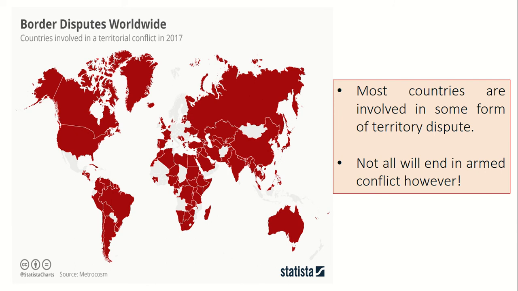Britain is involved in that. We're having issues with Spain over the Isles of Gibraltar. America, Canada, most of Africa, most of Asia, Australia, Latin America. All these countries are having disputes. Now, the key here is not all of this will end in armed conflict. Britain and Spain, for example, have not ended up in armed conflict over territorial disputes. And that is the case in the vast majority. But some of them do end up escalating quite dramatically.